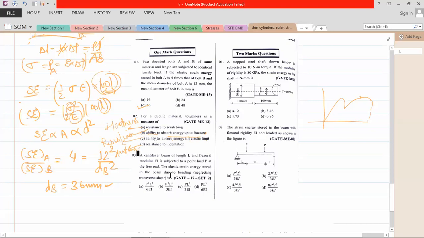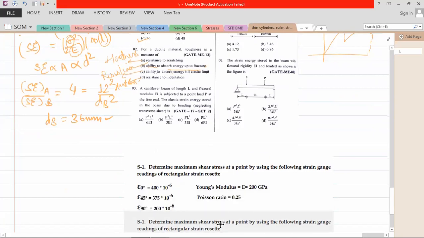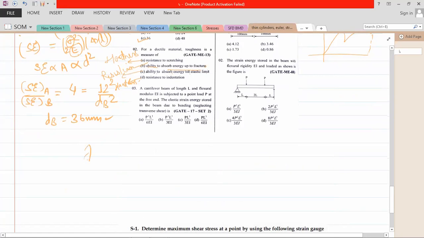Now the next question is, a cantilever beam of length L and flexural rigidity EI is subjected to a point load at the free end. The strain energy due to bending is, so the question is given like this. P load, length L, EI, everything is given. You need to find the strain energy. First of all, the equation I told for bending is integral M square dx upon 2EI. Now suppose you take any section X from here. What is the bending moment at any section X? That is M equal to minus P into X.